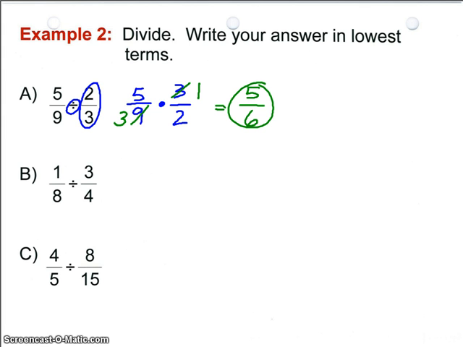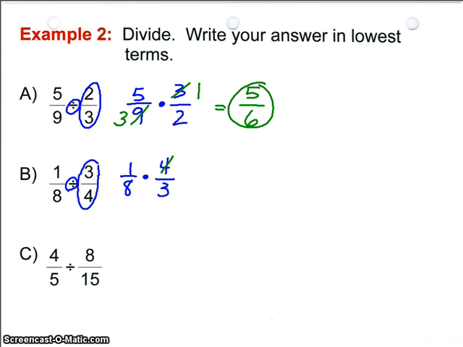Let's take a look at B. So we do nothing to the first fraction. Instead of dividing, we multiply by the reciprocal of the second fraction. When I flip this, I'd get 4/3, which is improper. No big deal. Panthers, look for any numerators and denominators that can be divisible by the same number.